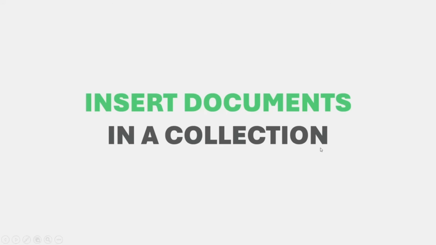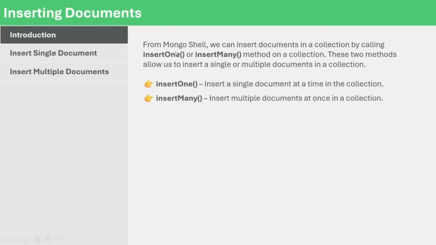For that, when we work with MongoDB from the Mongo shell, we have two methods, insertOne and insertMany. Using the insertOne method, we can insert a single document at a time inside a collection, and we have already seen this method in our previous lectures. Then we have the insertMany method, using which we can insert multiple documents at a time in a collection. We are going to talk about both of these methods one by one.